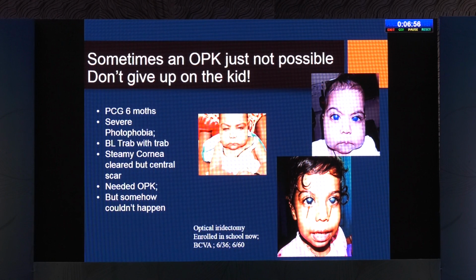Sometimes an OPK is just not possible. There are constraints of tissue, there are constraints of reluctant pediatric cornea surgeons who don't want to do it because of a congenital limbal stem cell deficiency, which happens in congenital glaucoma because of the severe stretching. So this PCG, 6 months old, severely photophobic. You can see she's hardly opening her eyes when she came to us here. Bilateral trab with trab done. The steamy cornea cleared, but the central scar remained. So she had severe congenital limbal stem cell deficiency also.